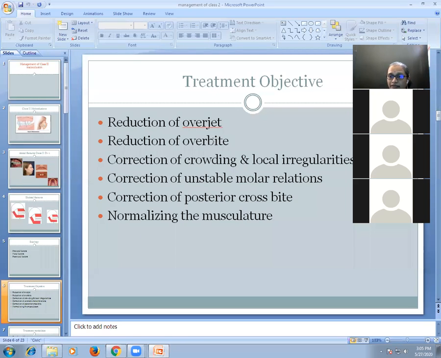Now, coming to the treatment modalities, how to manage this class 2 malocclusion. This is a very commonly faced malocclusion during our clinics. So there are some objectives to correct this malocclusion. First will be reduction of overjet, then reduction of overbite, crowding and local irregularities, then correction of unstable molar relations, correction of posterior crossbite, normalizing the musculature. So when you are treating the class 2 malocclusion, you will have to consider all these objectives, and accordingly you will plan your treatment modalities.